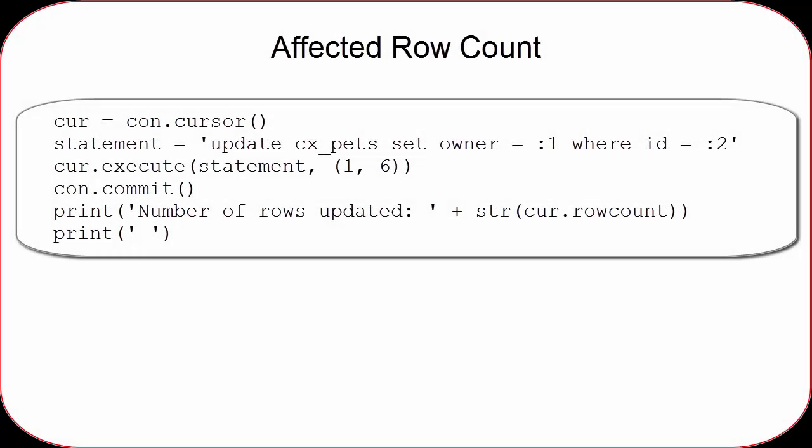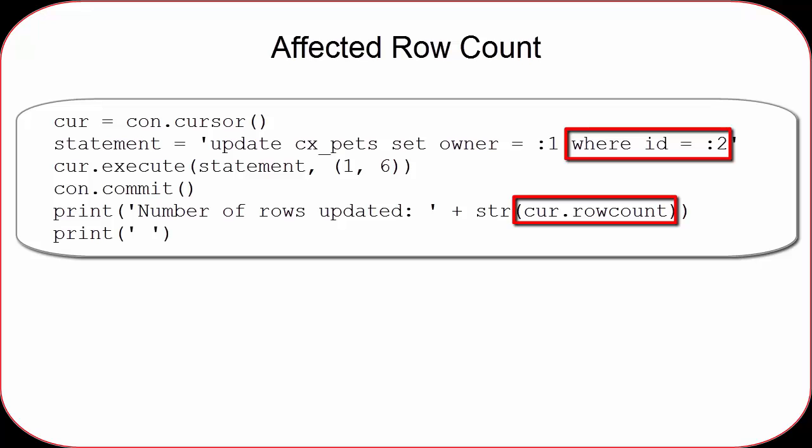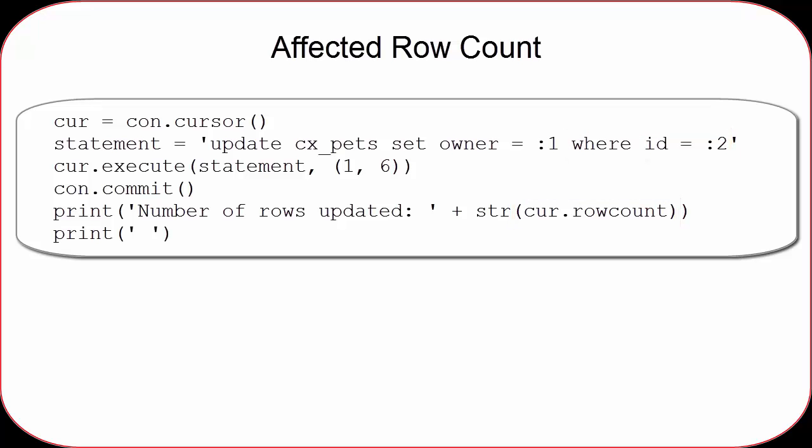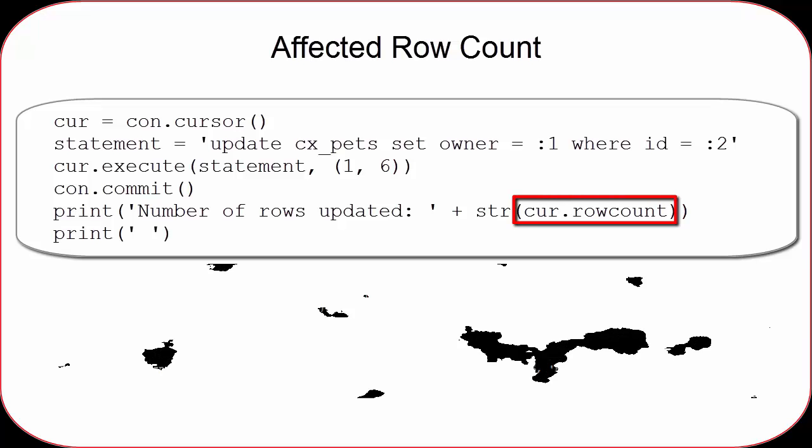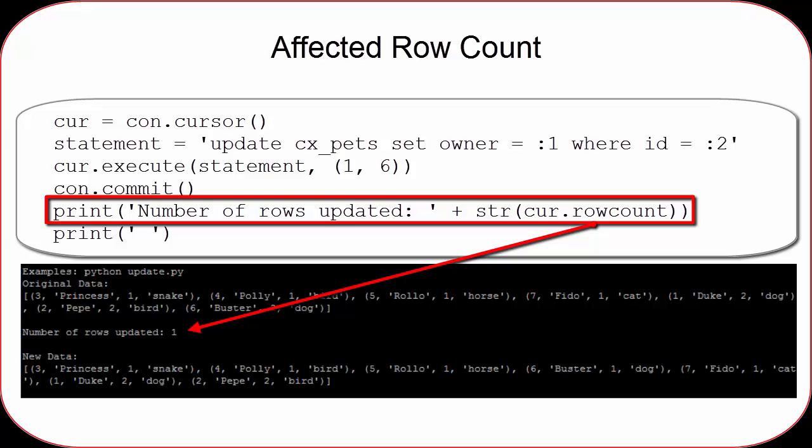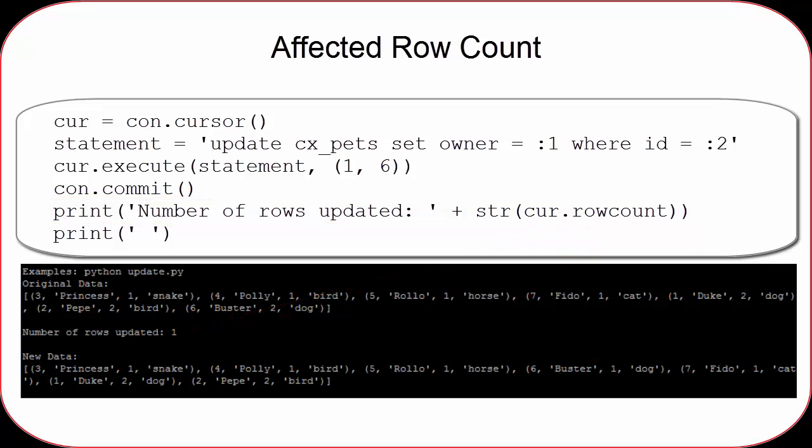Now let's give Buster back to Bob. This time we'll use the unique ID column and we'll print out the number of rows affected using cursor.rowcount. This is pretty much the same as before, except we're using Buster's ID to make sure it's just him. And here we use the row count function of our cursor object to display the number of rows changed, and you can see in the results that only Buster was moved.